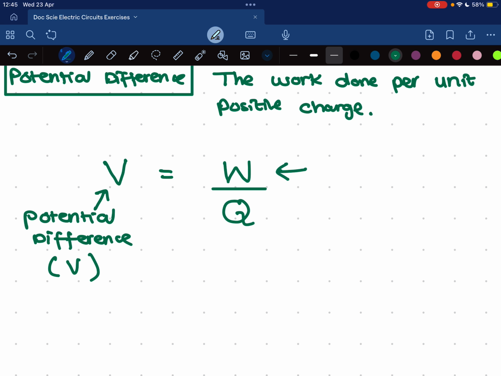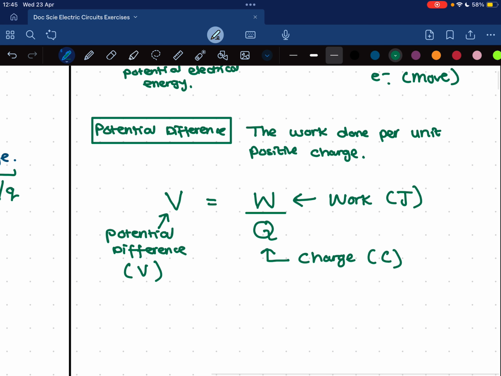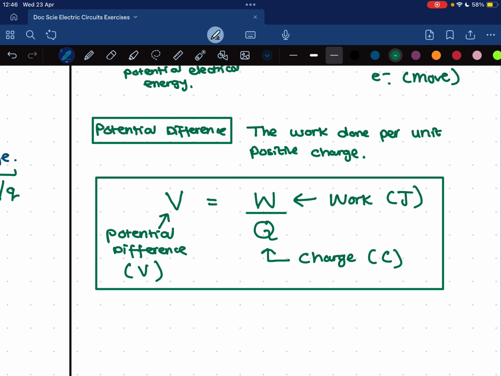We have the work, which is going to be measured in joules, because like I said, it boils down to the fact that there is this energy that we're going to have, and the charge, like before, which is measured in coulombs. So that gives us the second equation that we have in this section.